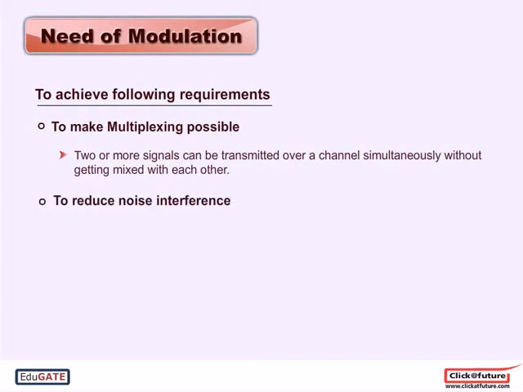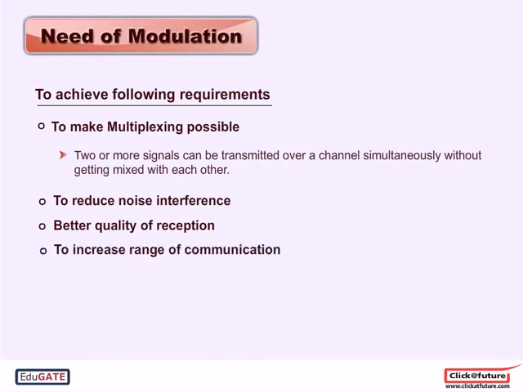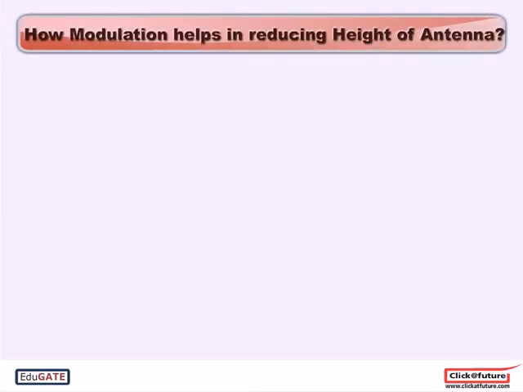Now, let's see how modulation helps in reducing the height of the antenna. Suppose we want to transmit an electrical signal having a frequency of 20 kHz, which is voice frequency, over an antenna. But there is one more difficulty in this process. It is necessary to keep the antenna height equal to the wavelength of the electrical signal. Wavelength is equal to the velocity of the electrical signal upon its frequency. That is, lambda is equal to V upon F.